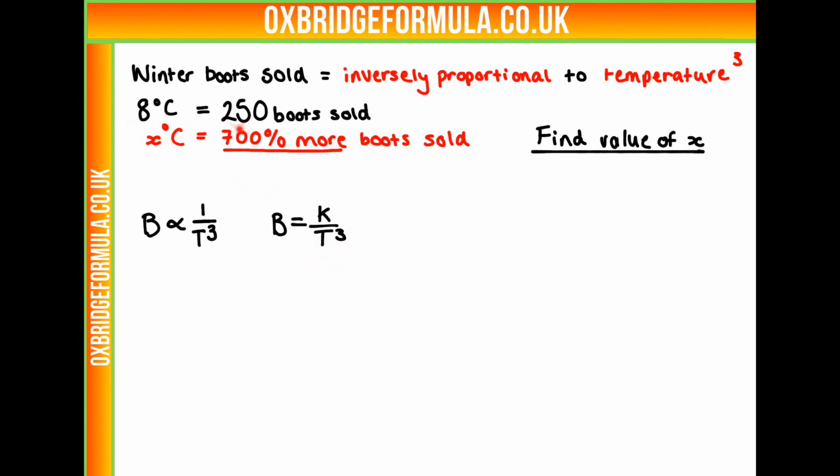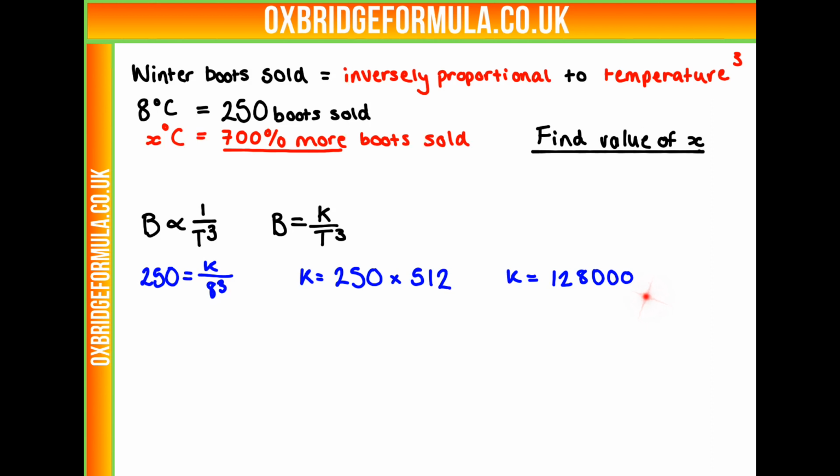And we already have some information here that we can use to work out what our constant K is going to be. So using this day's information, let's work that out. We have our boots, which is 250, that equals K over our temperature here, 8 cubed. So K is going to equal 250 times 8 cubed, which is 512. And to work that out, pretty simple in your head, just times this by 1,000 and then divide it by 4 to get K being 128,000.